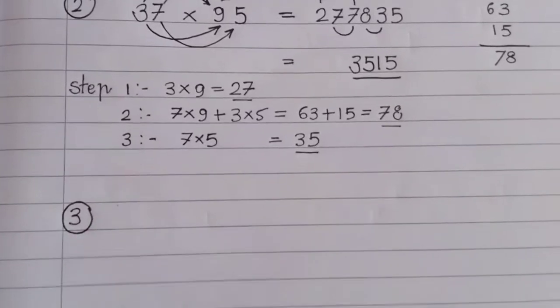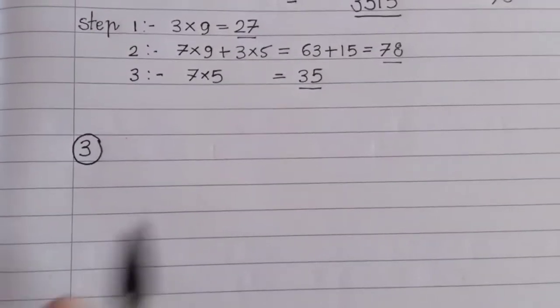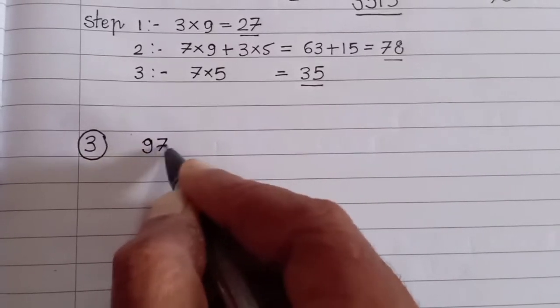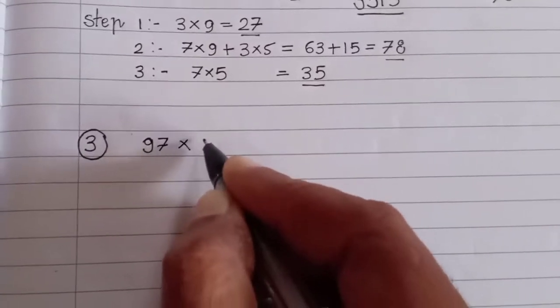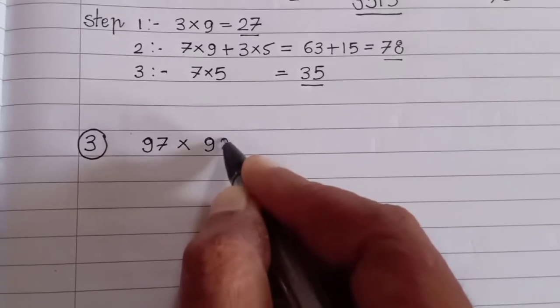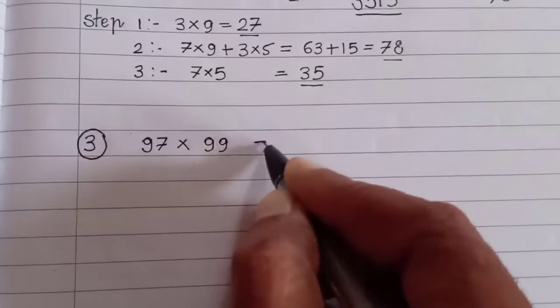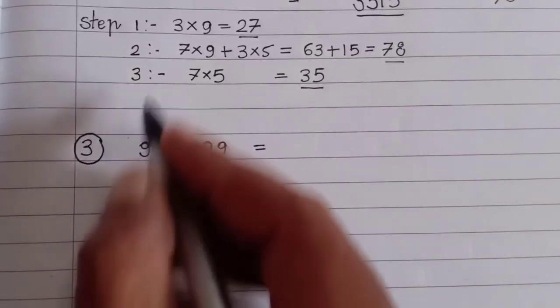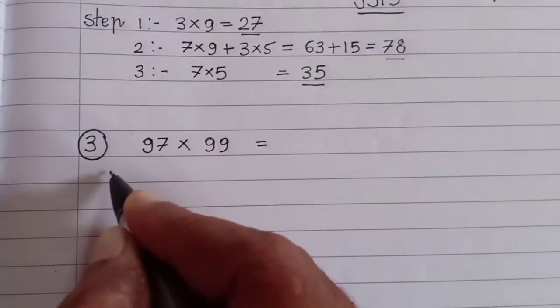Now you see another type of question. We are taking here 97 into 99. We have to make a multiplication. So what is our step number 1? What we do?